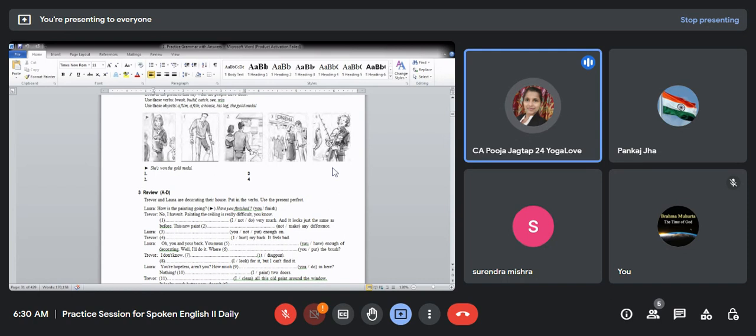Review. Trevor and Laura are decorating their house. Put in the verbs. Use the present perfect. How is the painting going? Have you finished? No, I haven't. Painting the ceiling is really difficult.